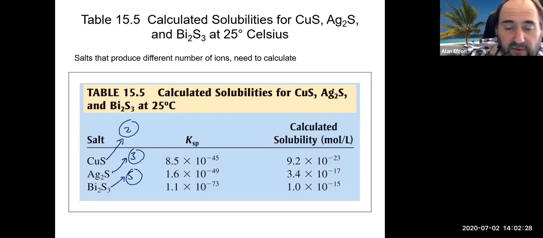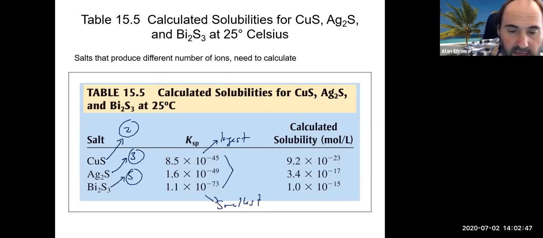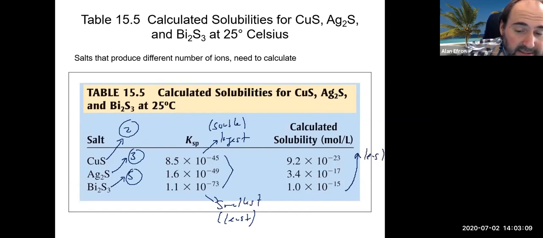ions. If we ignored that and decided I am going to use my KSP value here to compare, what we would actually see is this guy on top has the largest KSP value, and this guy on the bottom has the smallest. Which means if you went strictly by KSP, you would expect this guy to be the most soluble and this guy to be the least soluble. And if you actually do calculate the solubility through an ice table like we've been doing, what you actually see is the reverse. This guy up here is actually the least soluble, and this guy is the most soluble out of those 3.